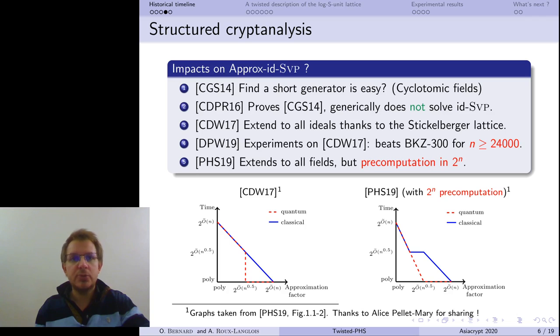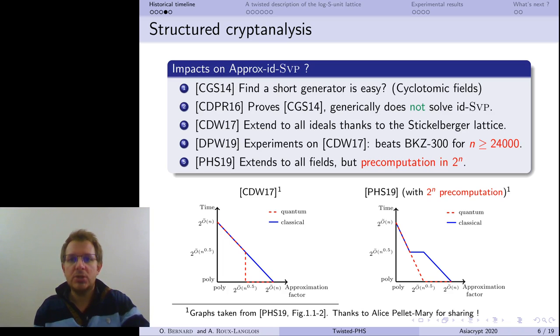And experiments were conducted on these algorithms to show that they should beat BKZ 300, but only for number fields of degree higher than 24,000. Lastly, Pellet-Mary, Hanrot and Stehlé in 2019 extended these results to all fields, but you had to pay a precomputation in 2 to the n.